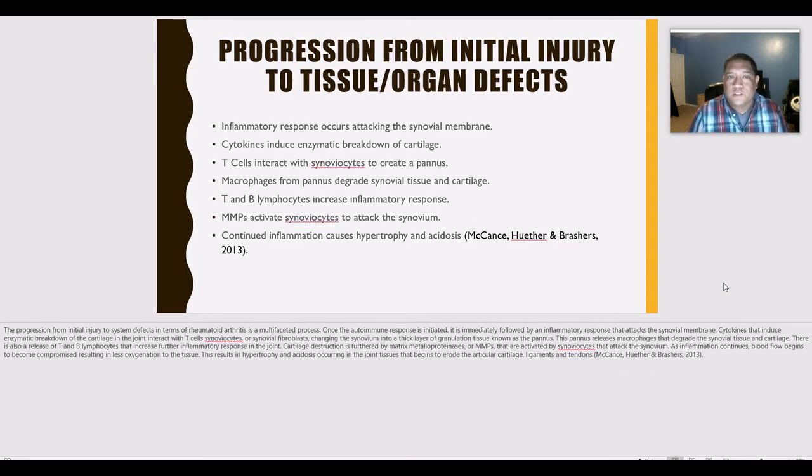The progression from the initial injury of RA has many effects to different tissues and organs of the body. So when this inflammatory process happens, it attacks the synovial membrane of the joint. Cytokines produce enzymatic breakdown of the cartilage in that joint, which contributes to the damage. Then you have T cells that interact with synoviocytes, and they create what's called a pannus. This pannus is a collection of all the white blood cells that come in during the inflammatory response. This includes T and B lymphocytes and synoviocytes that go into the synovium, attack it, and cause that inflammatory response. As this response continues, it causes hypertrophy and acidosis within the joint.